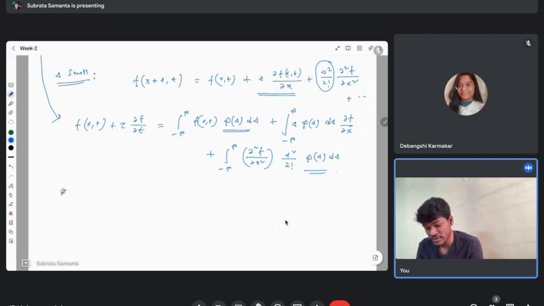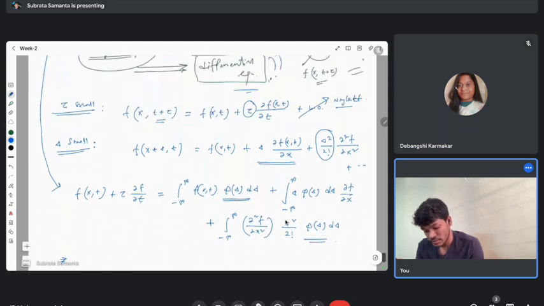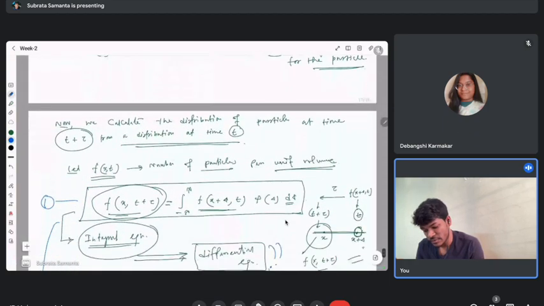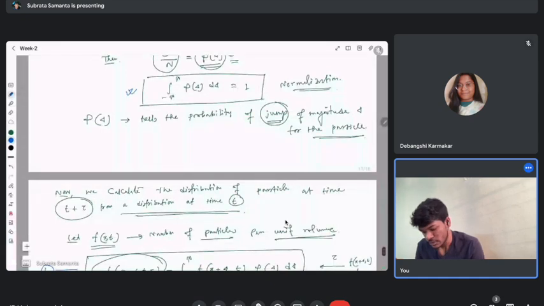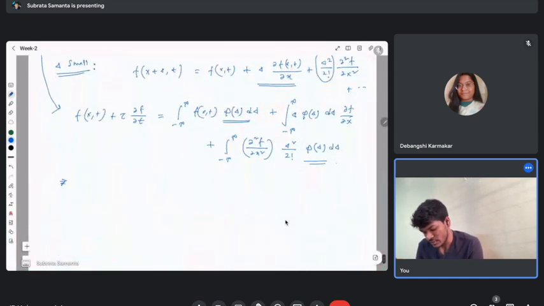Minus infinity to infinity f delta d delta, it gives a 1, right? Normalization of this. Okay, so then we put this. So f of x,t is cancelled. Then tau delta f delta t, so this thing and this thing actually cancel. So this goes to f of x,t, and this f of x,t cancels, and then tau del f del t equals what? What is this value? So this value is actually 0.